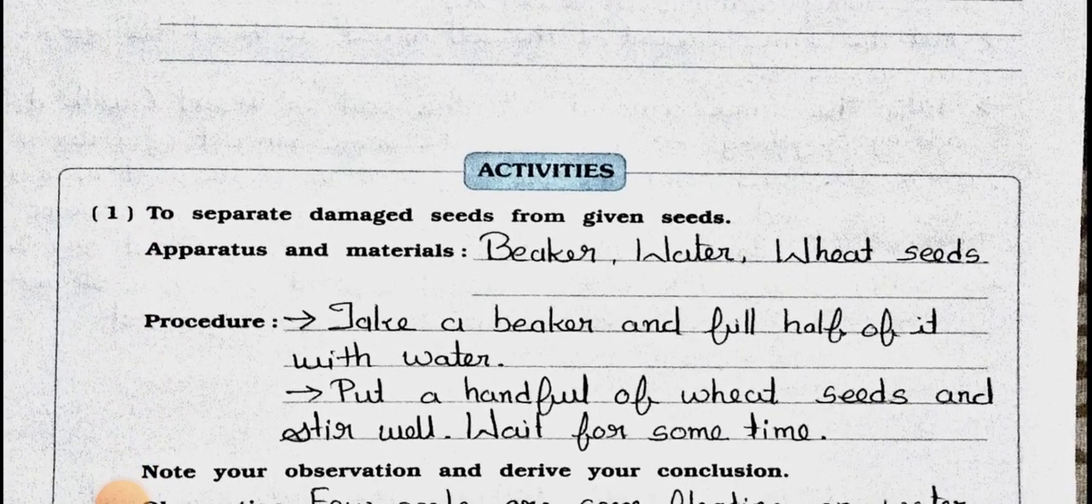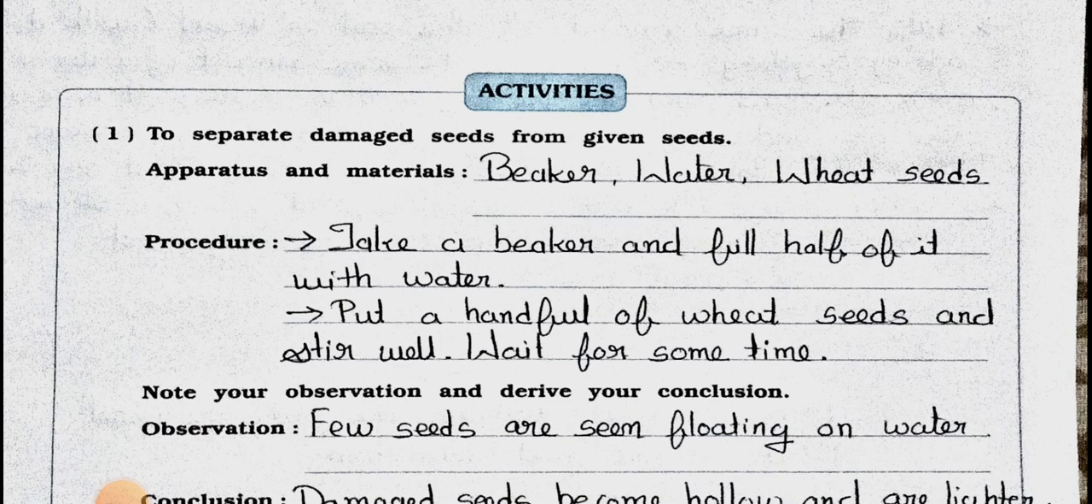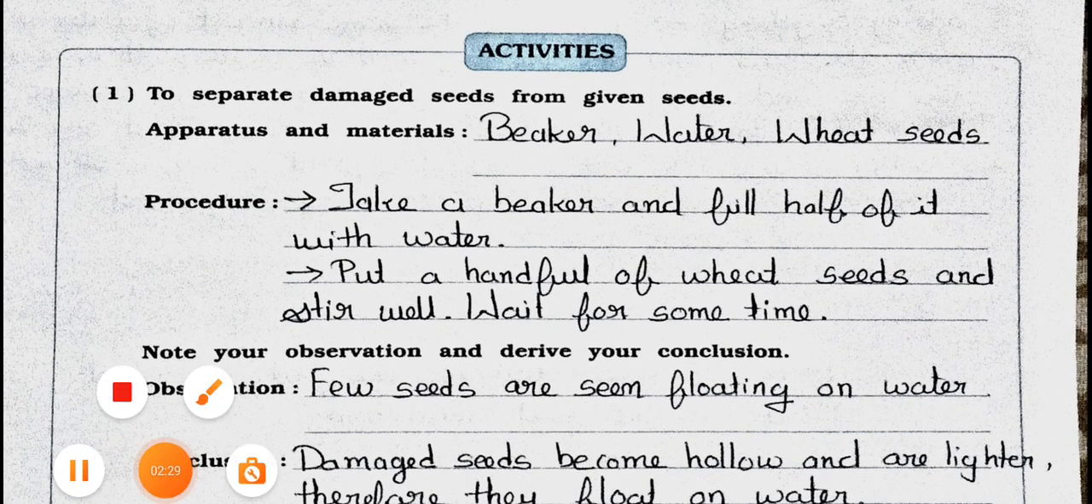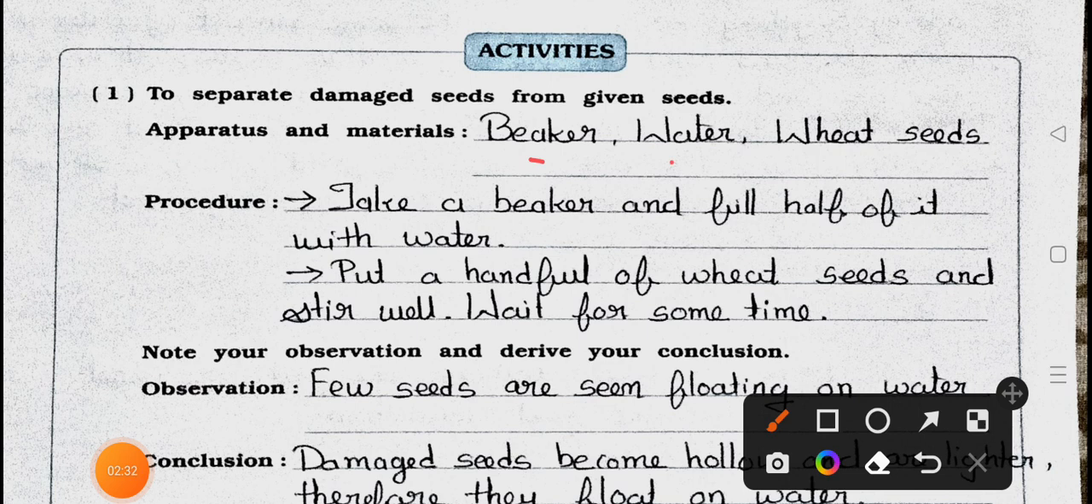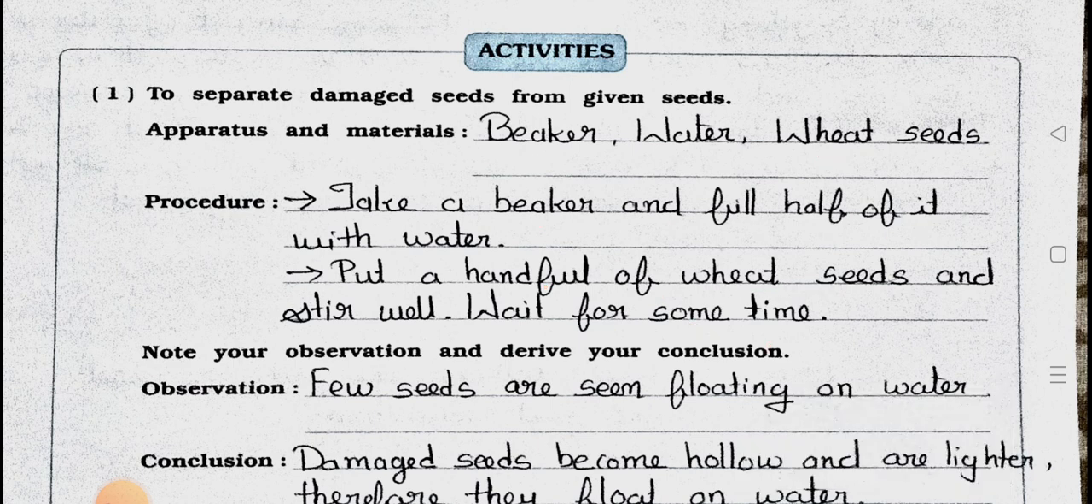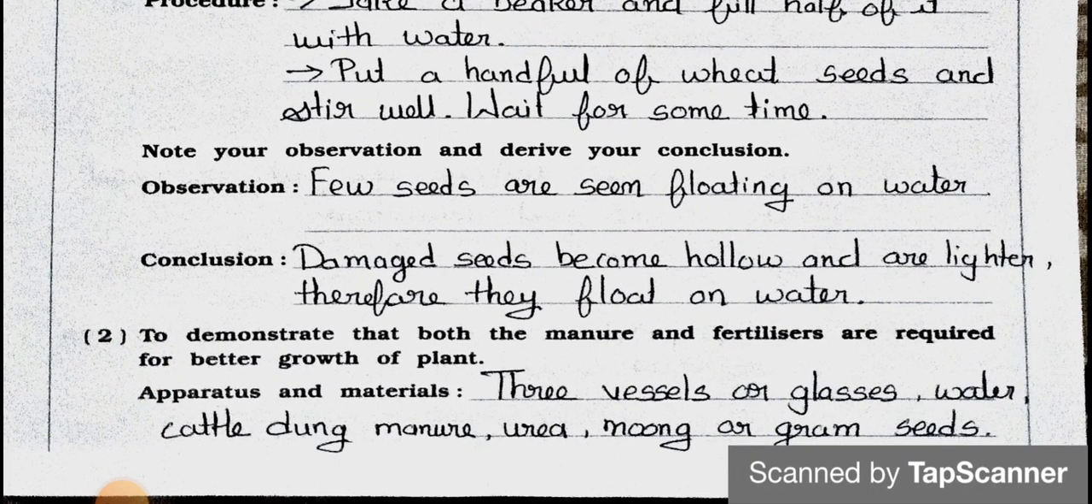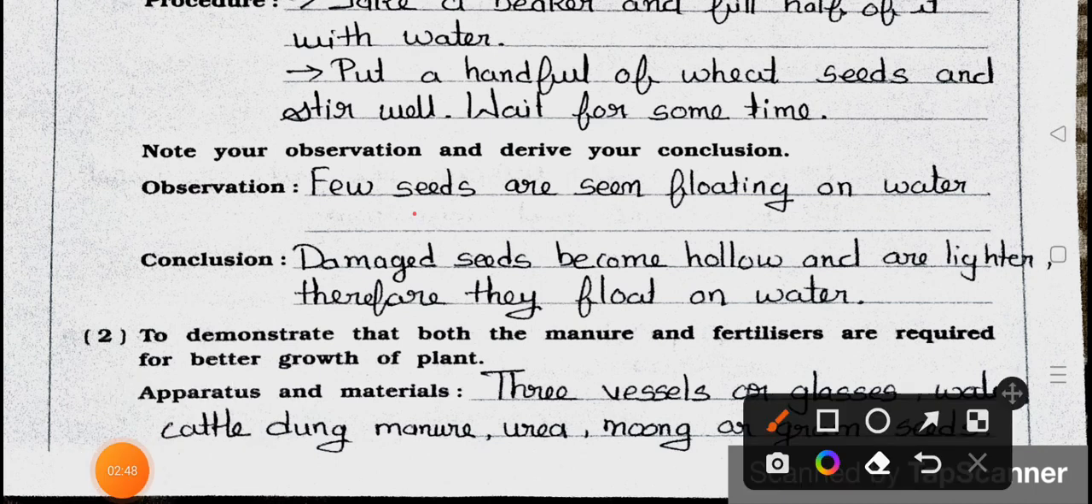Now see the activities. Number 1. To separate damaged seeds from given seeds. Apparatus and materials are beaker, water, wheat seeds. And procedure: take a beaker and fill half of it with water. Put a handful of wheat seeds and stir well. Wait for some time. Note your observations and derive your conclusion. Observation is, few seeds are seen floating on the water. Conclusion is, damaged seeds become hollow and are lighter, therefore they float on water.